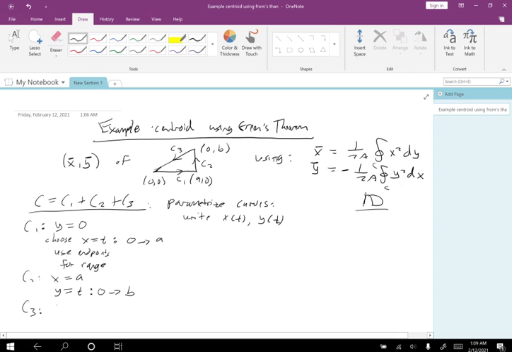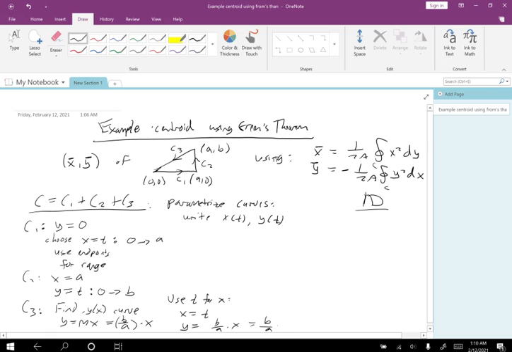For C3, I'll first find y as a function of x. This will be y equals mx, because it hits the origin, and the slope will be b divided by a, because it hits (a, b). So we just use t for x: x equals t, and y is b over a times x. Now you just plug in x equals t, and we're done. These are our parametric representations for the curve.